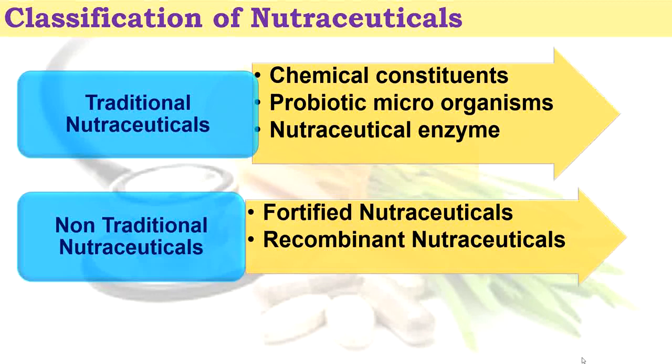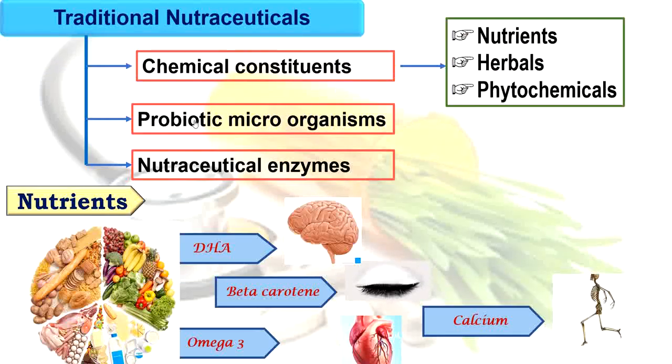Under traditional nutraceuticals, we have chemical constituents, probiotic microorganisms and nutraceutical enzymes. Under non-traditional nutraceuticals, we have fortified nutraceuticals and recombinant nutraceuticals. We'll see one by one. First, we'll see about the traditional nutraceuticals.